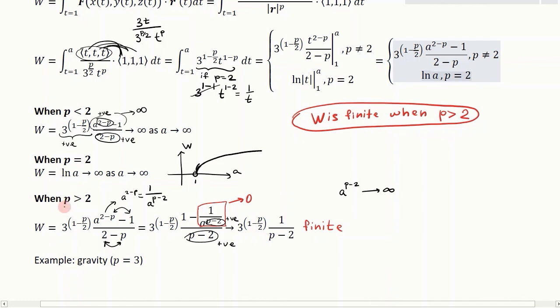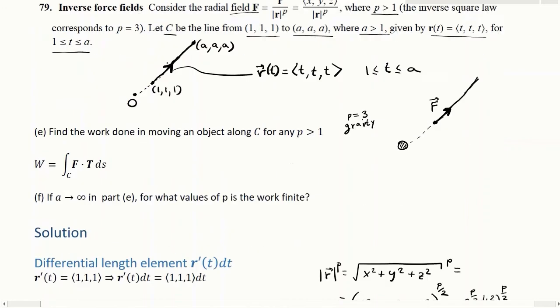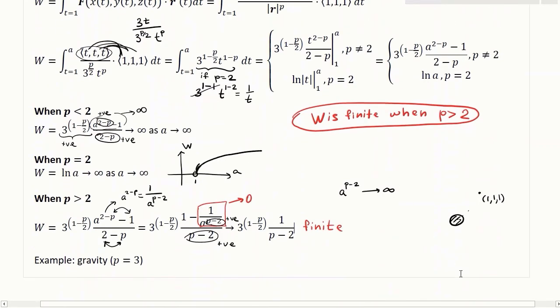One example of p greater than 2 would be gravity. That's where p equals 3. So if you have a massive object and you're located at some point, well, we only did it for a specific case, and we didn't really take any correct forces into account. You see, gravity is not equal to this. Gravity is equal to some constant times this. But just conceptually, if we have an inverse square law, so p equals 3, we know that we need a finite amount of energy to go infinitely far away from the massive object.